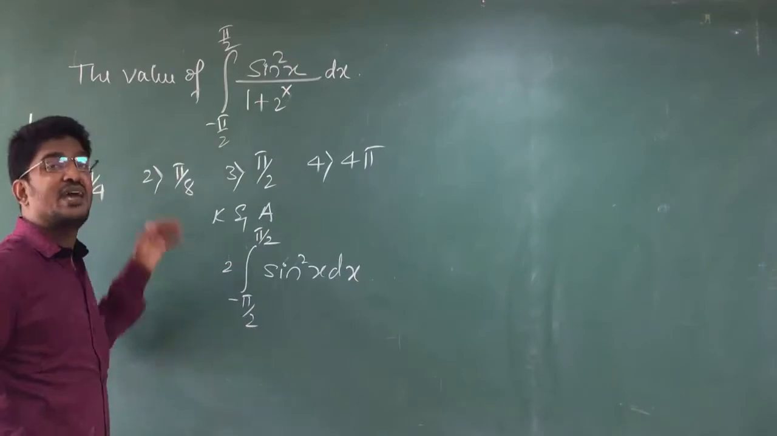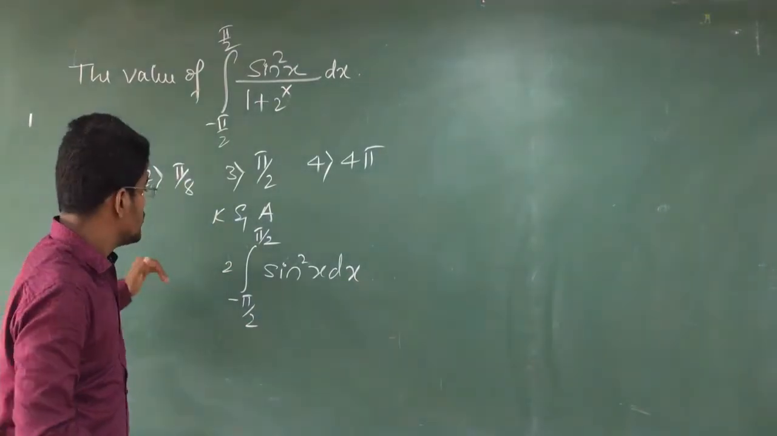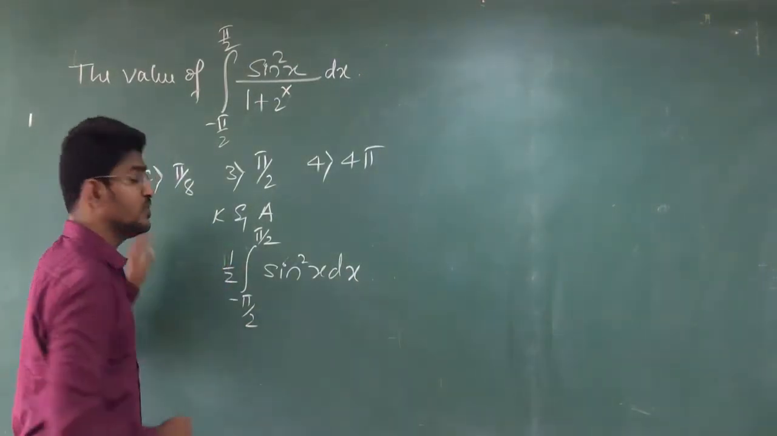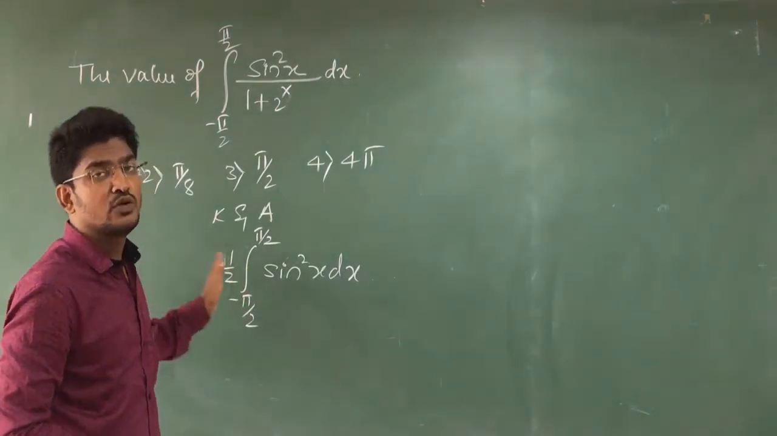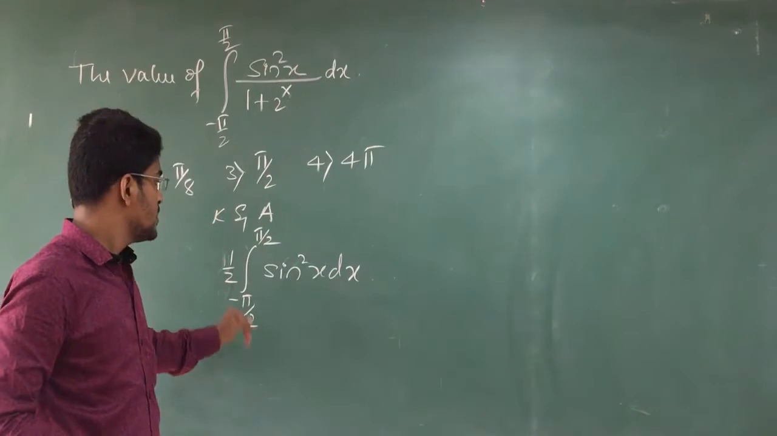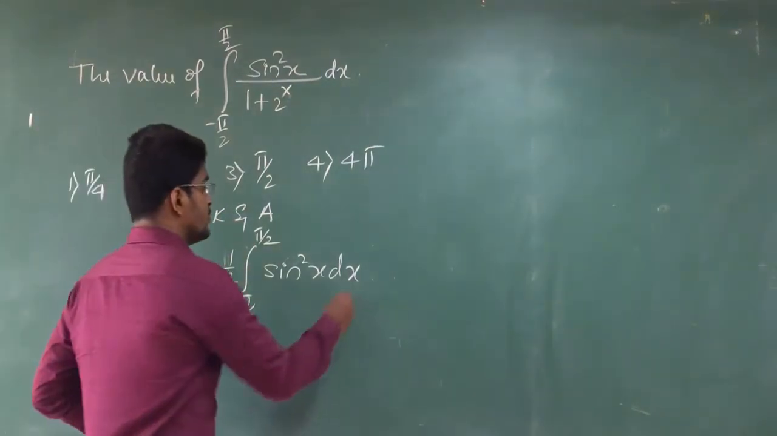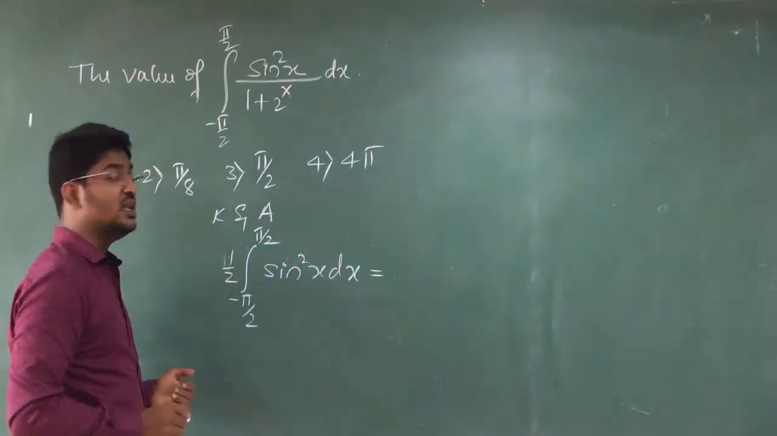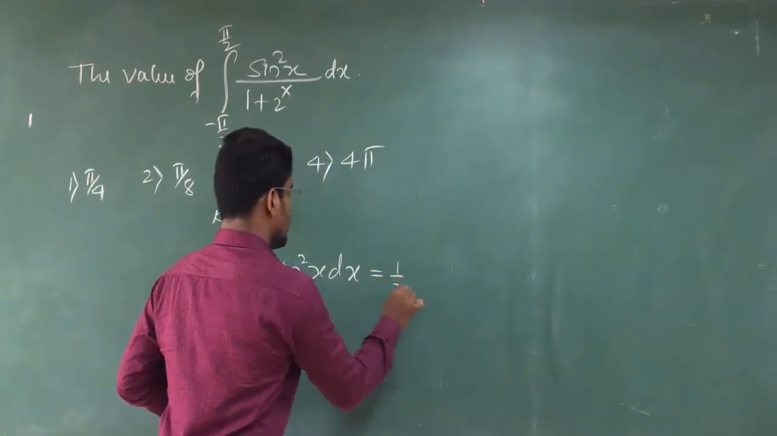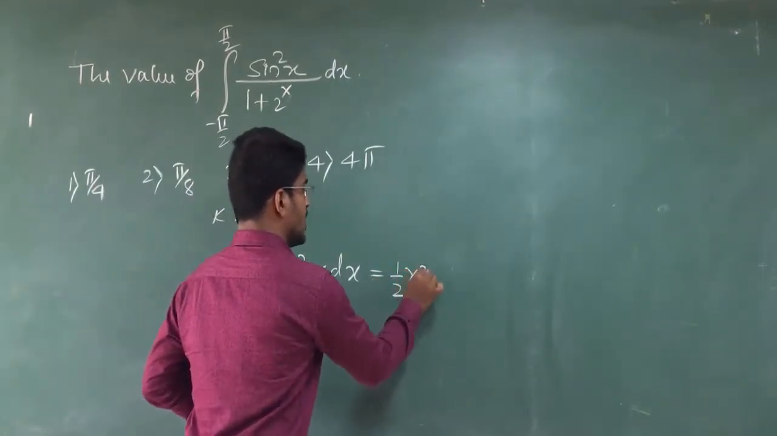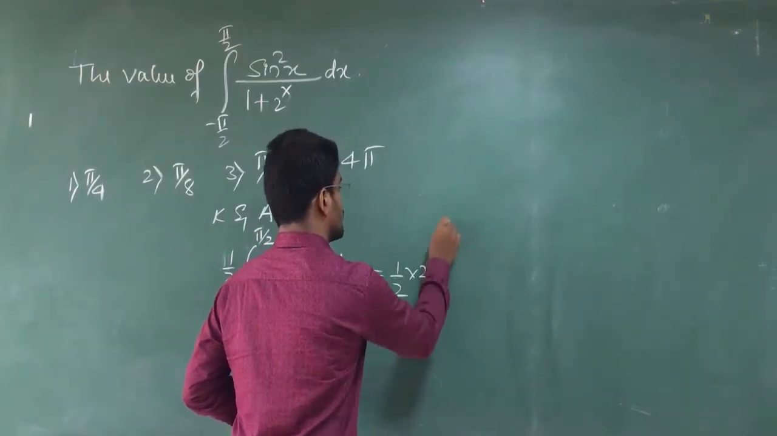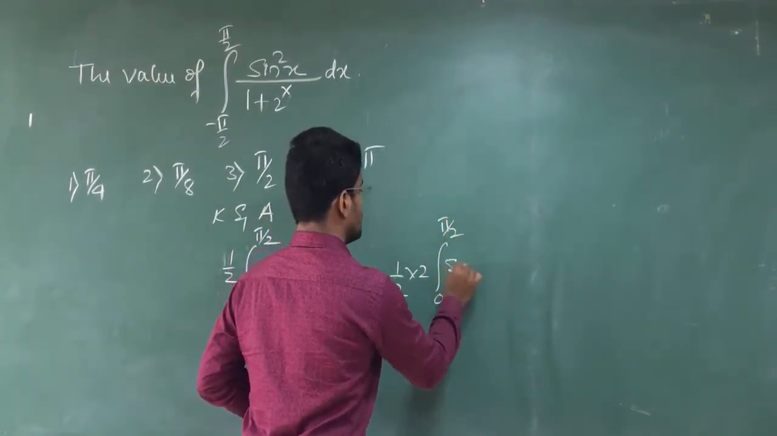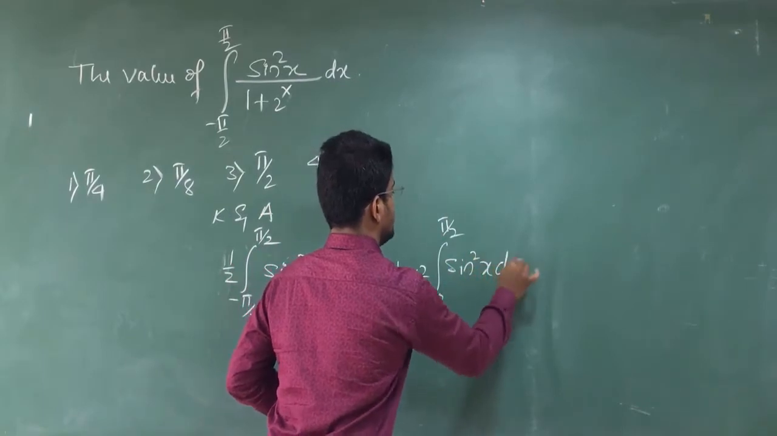Very simple. From I plus I we make 2I. If I take the 2 to this side, I equals 1 by 2 of the integral from minus pi by 2 to plus pi by 2. Further, if I simplify this, by using the properties I can write this as 1 by 2 into 2 times the integral from 0 to pi by 2 of sin square x dx.